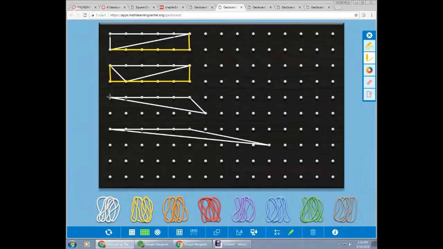All right, let's go down here. Encase this in a rectangle.